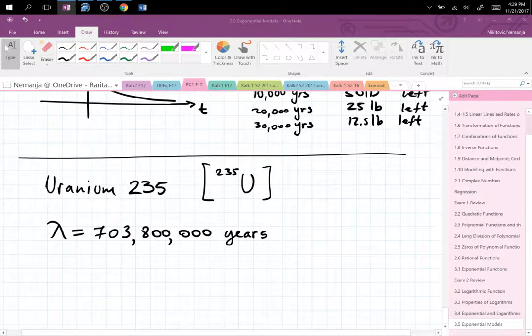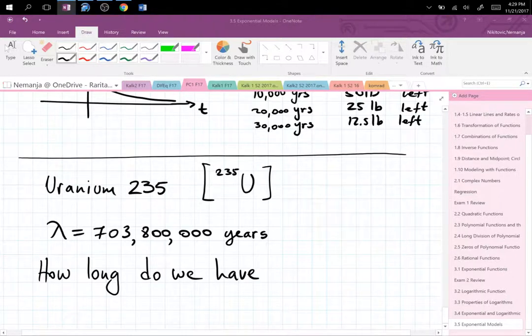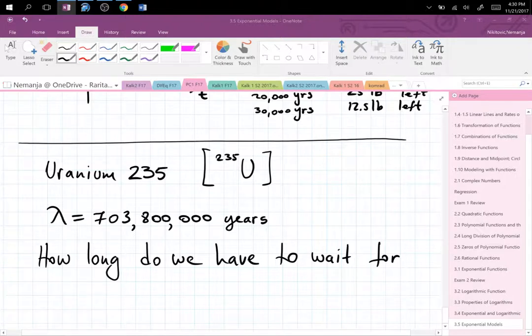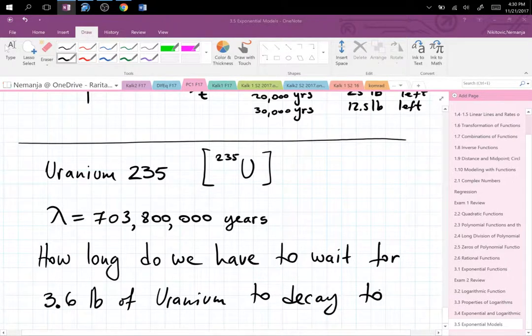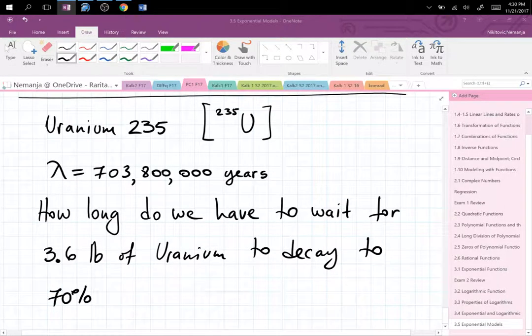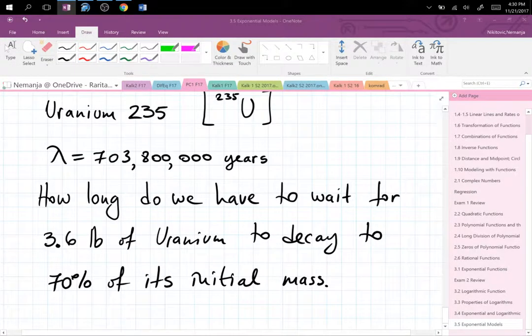So let's say, how long do we have to wait for 3.6 pounds of uranium to decay to 70% of its initial mass? All right, that's a fair question.